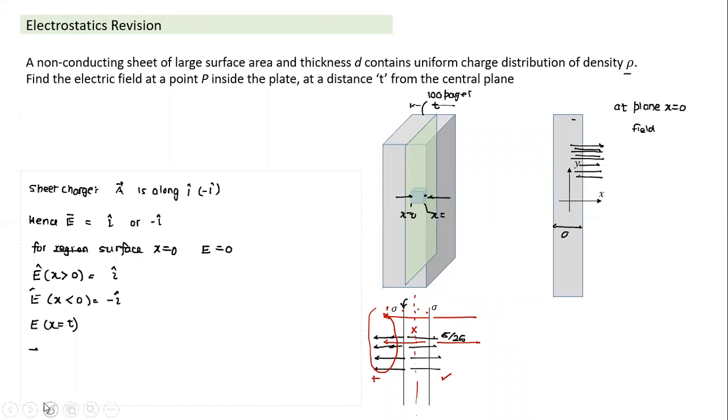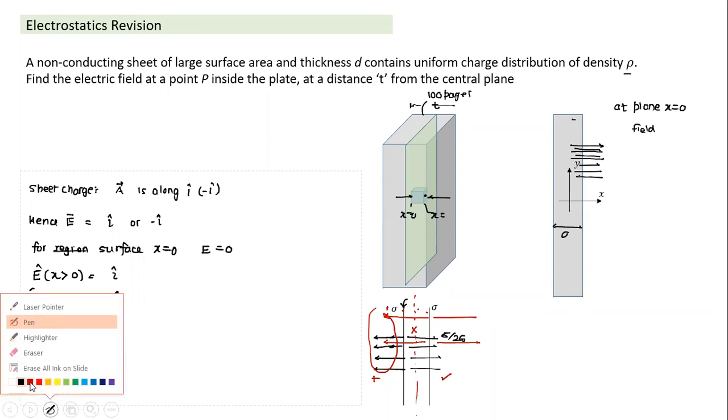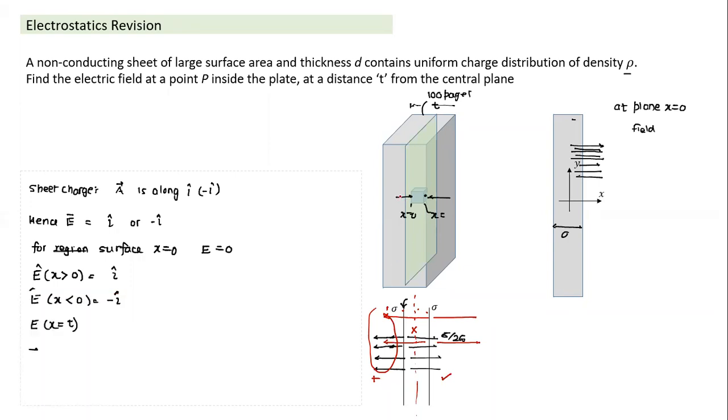So flux is non-zero only for 2 surfaces. Which 2 surfaces? One is the left surface. The area vector for the left surface will be in this direction. Area vector for the right surface will be in this direction. For this surface, the flux will be 0 because I have taken this area at x equal to 0, and because of symmetry, the field is 0. So this surface also has no flux. Flux is only through this surface. And since this surface is parallel to the YZ plane, the field everywhere on the surface is constant.